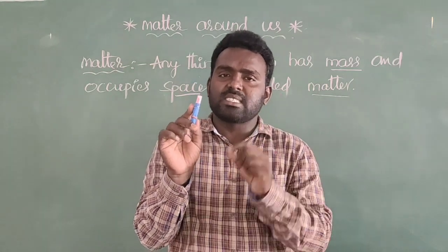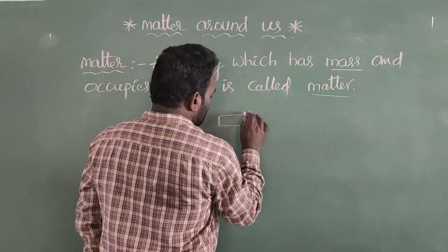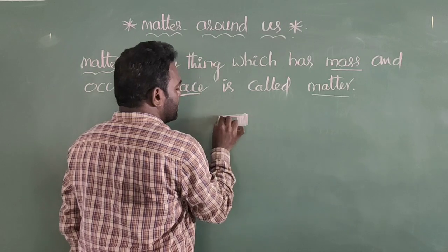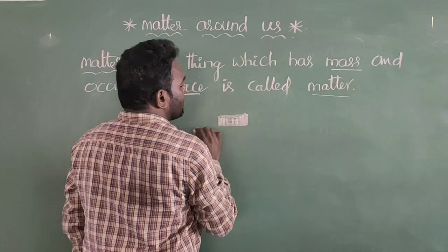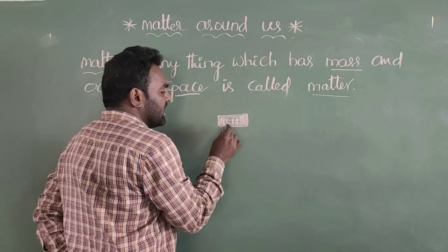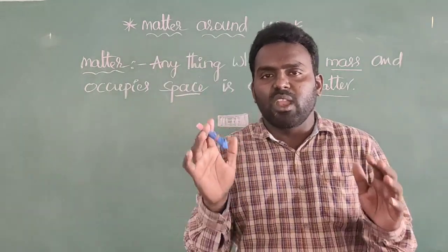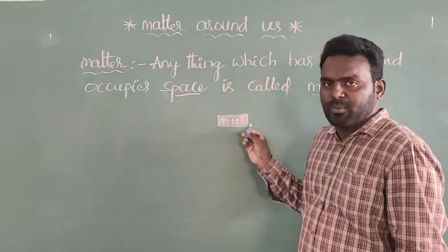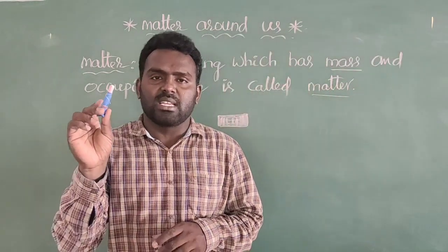This chalk piece contains some weight; this is the weight of the chalk piece. And at the same time this chalk piece occupies space, which is called volume. So this chalk piece contains both mass, meaning weight, and it also occupies space in nature. This is the space occupied by the chalk piece. So simply we say this is also one matter.